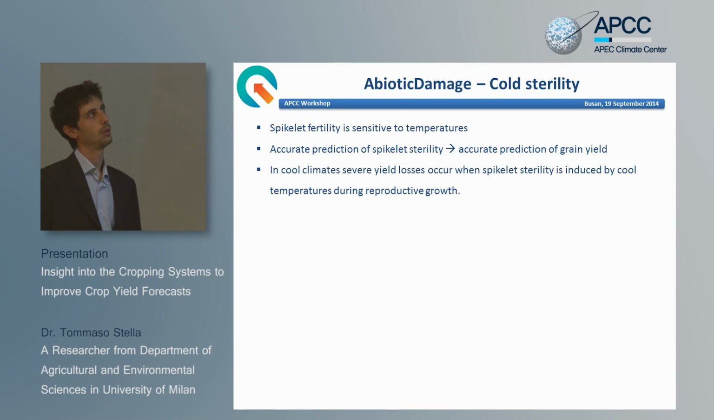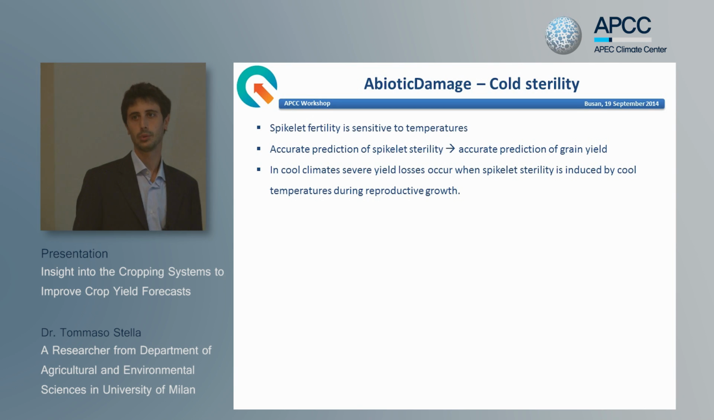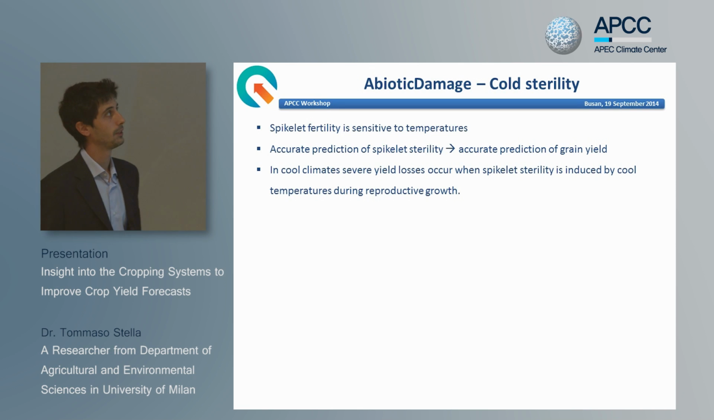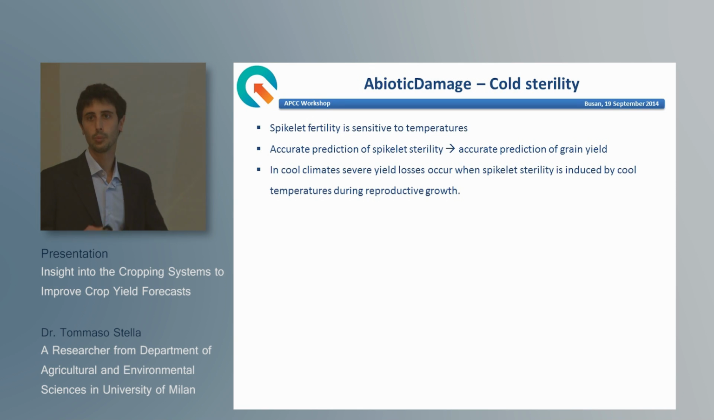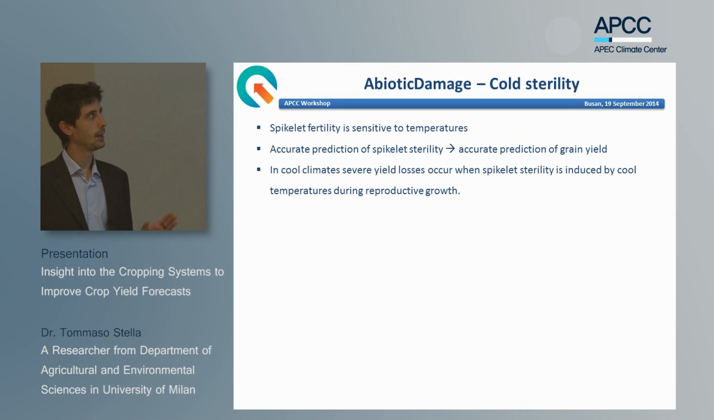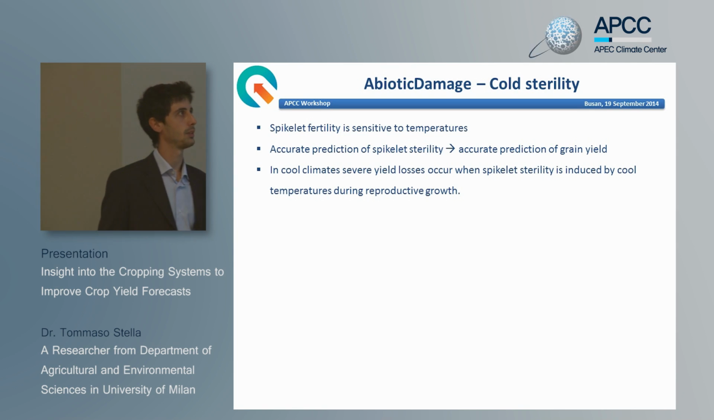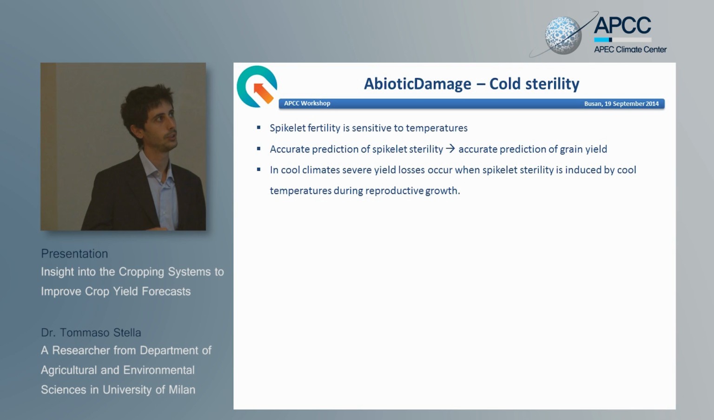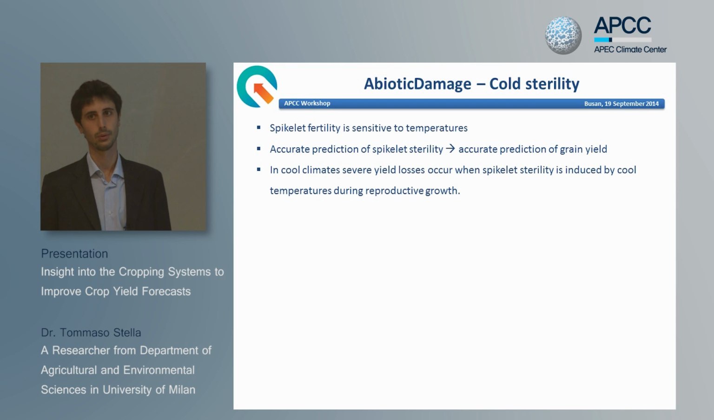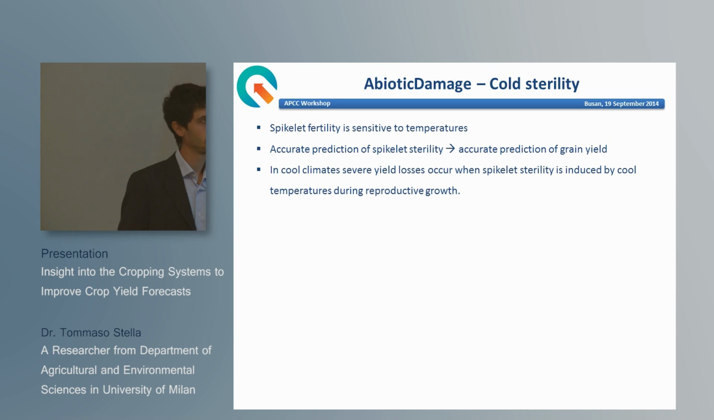So, cold sterility, one of the possibilities for simulating it. Please note that spikelet fertility is an important component of yield, which is really sensitive to temperature. And an accurate prediction of spikelet sterility means an accurate prediction of grain yield in many cases. And in cool climates, severe yield losses occur when the spikelet sterility is induced by cold temperature during reproductive growth of the plant.